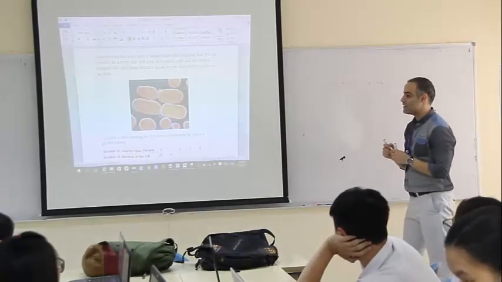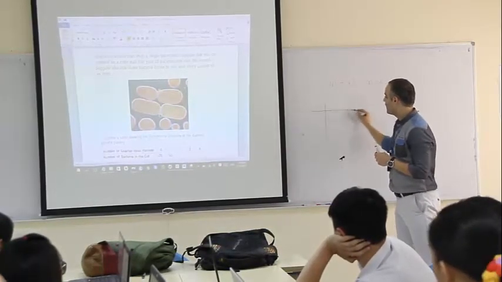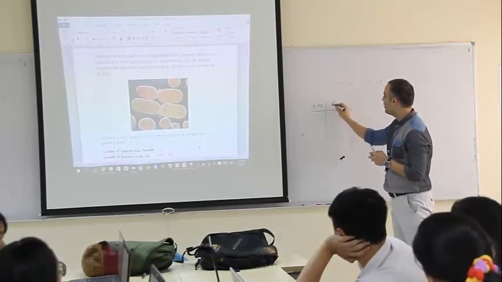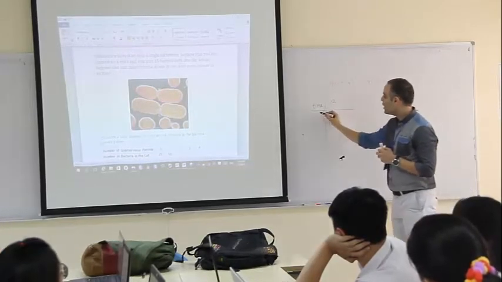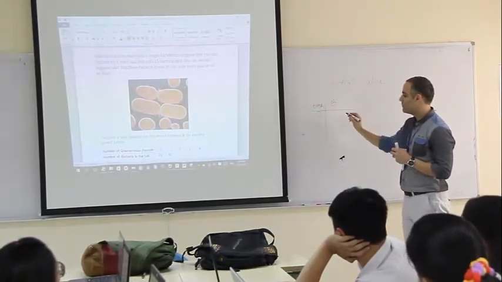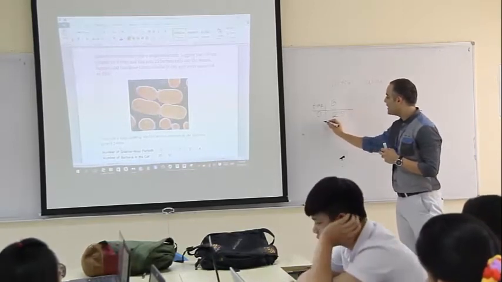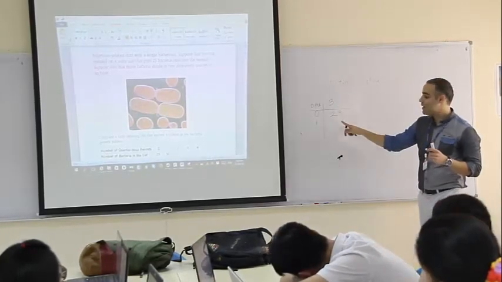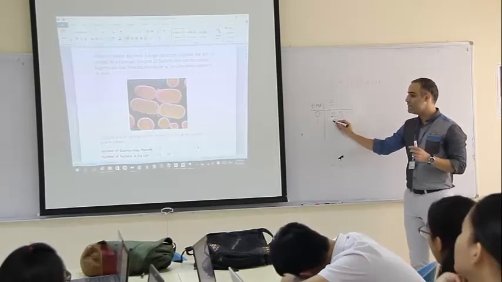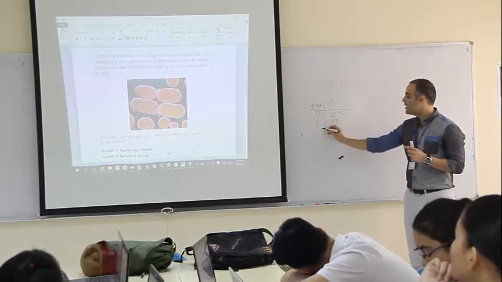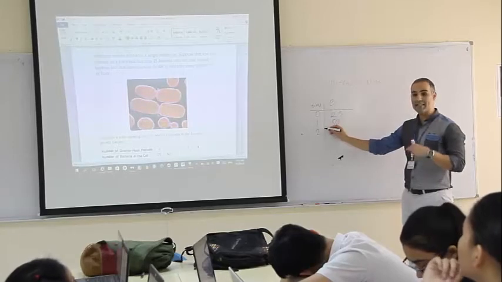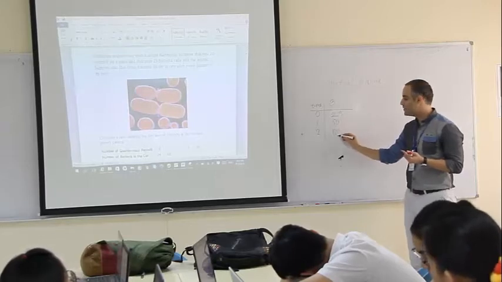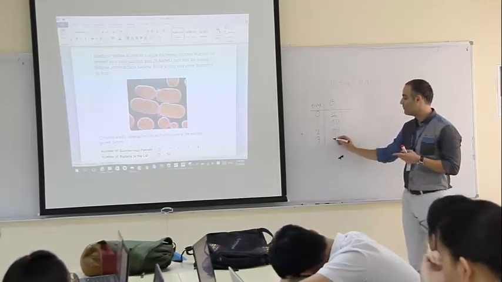So after 15 minutes, this is time, and this is the number of bacteria. Let's call it B. At time 0, how many bacteria are there? 25. Let's say 1 means 15 minutes later. How many bacteria are there? 50. Why 50? Because this one doubles. 2 means 15 minutes later. How many? 100. Why? Because 50 doubles. And then 15 minutes later, 200.